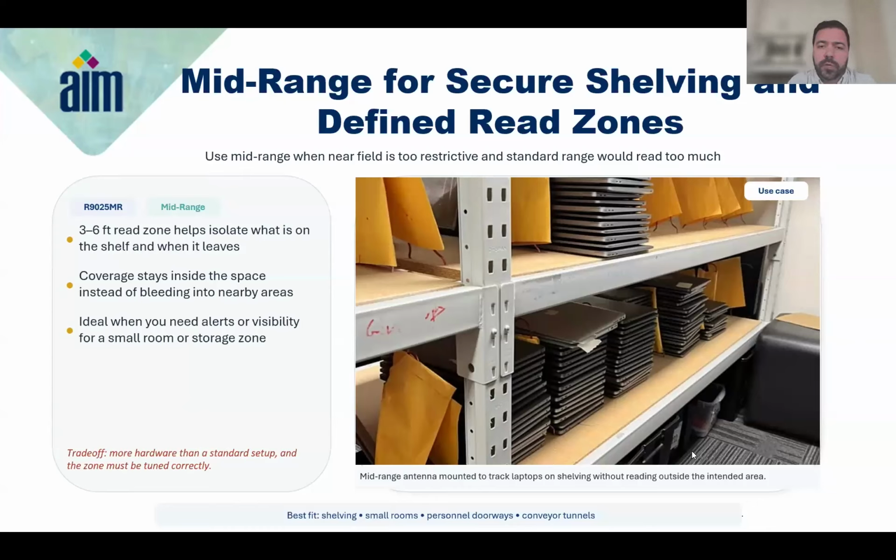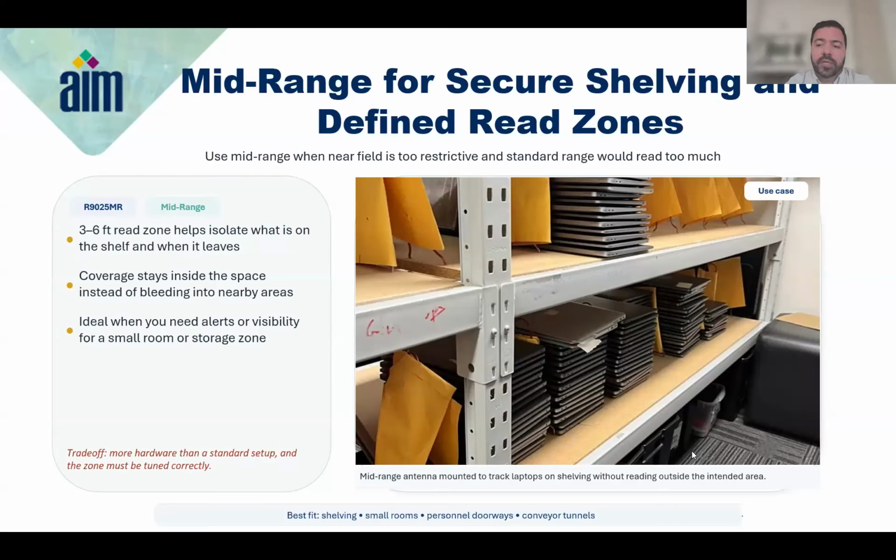What we want to do with this mid-range is define that this antenna belongs in this secure storage room and that this zone is isolated. That being said, we can get a lot more reading depth and visibility with mid-range because it's rated 3 to 6 feet. We're only picking up what's in this room, and we can track these assets that need to be tracked as they enter or exit this area, and allow for different types of applications or antennas to pick it up once they leave the room.